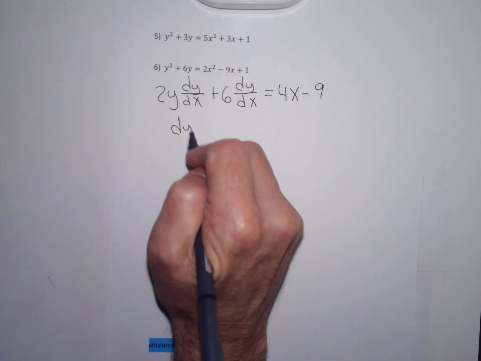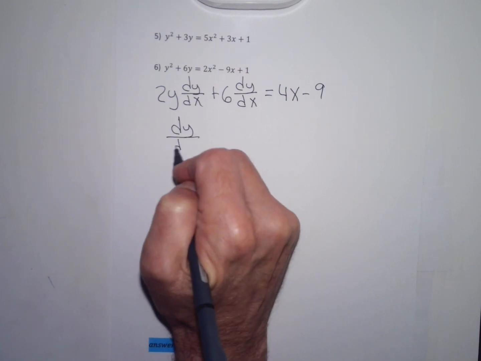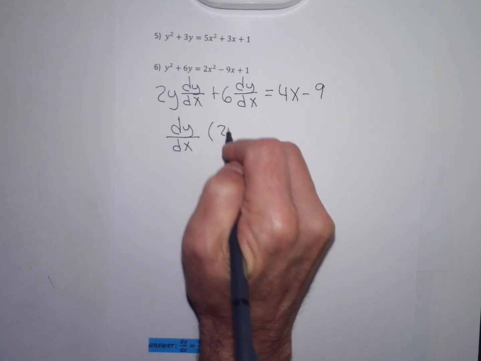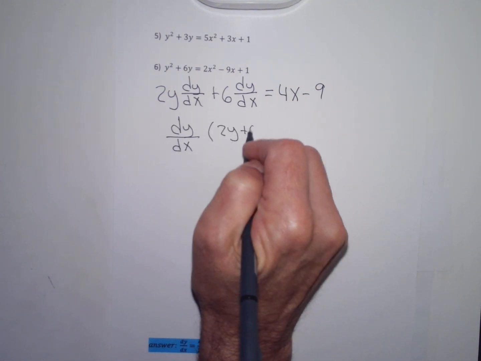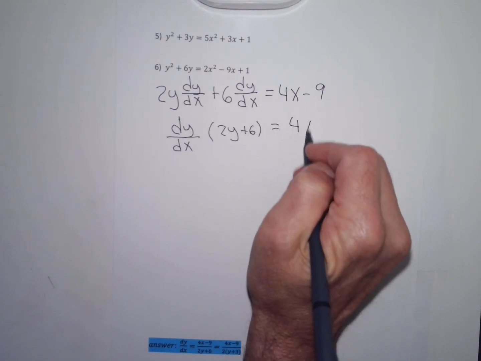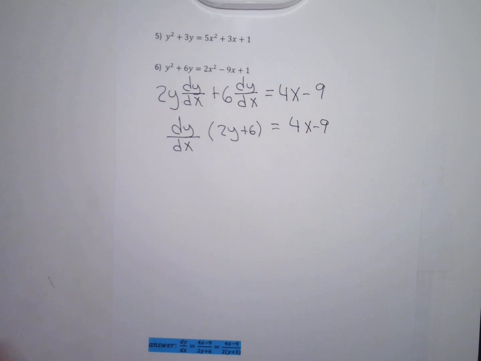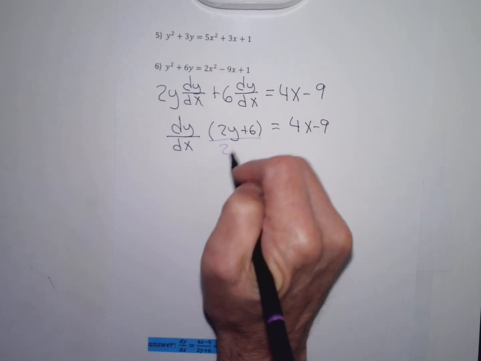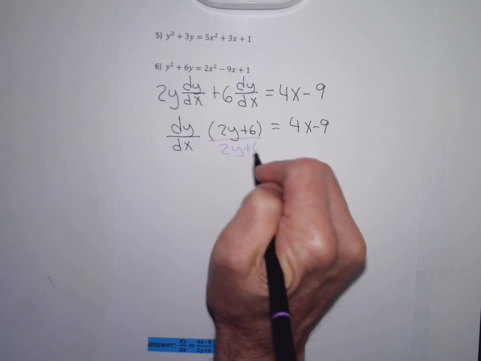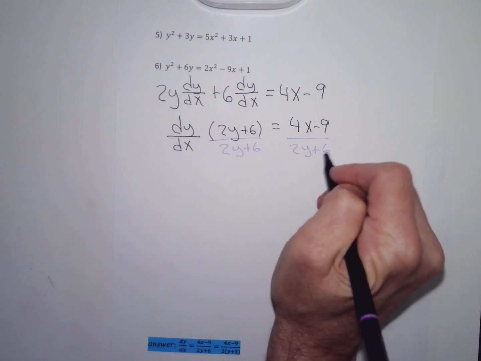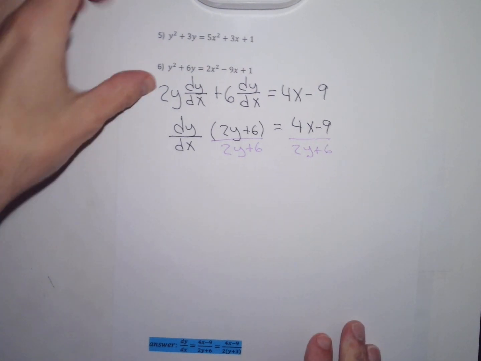I'm going to pull out a common factor of dy dx on the left side. There is also a common factor of 2, but if I want to factor it out, it would probably pay off to wait. Now I can divide both sides by 2y plus 6 and get something that's suitable for an answer. And let me see if I can just show my answers up here.